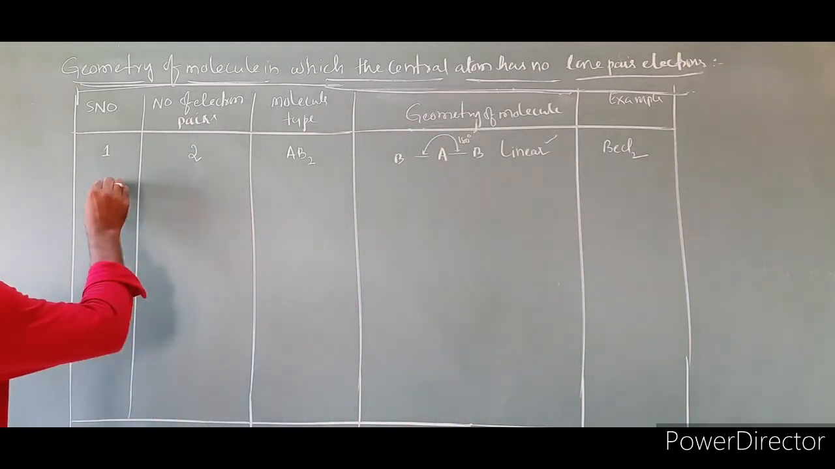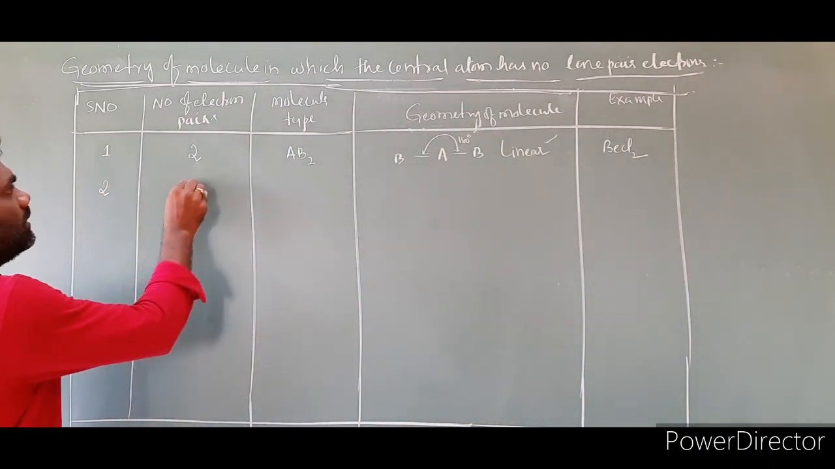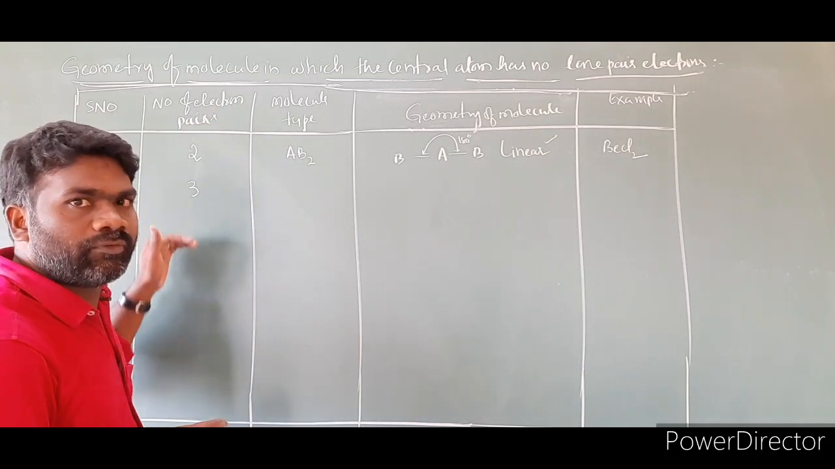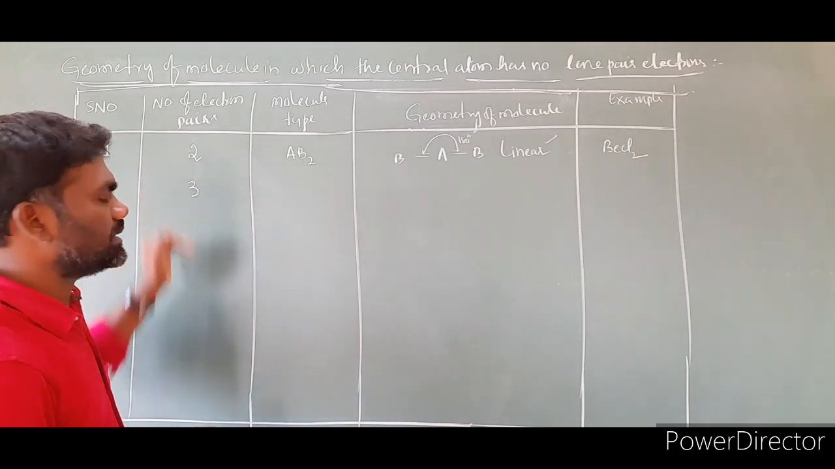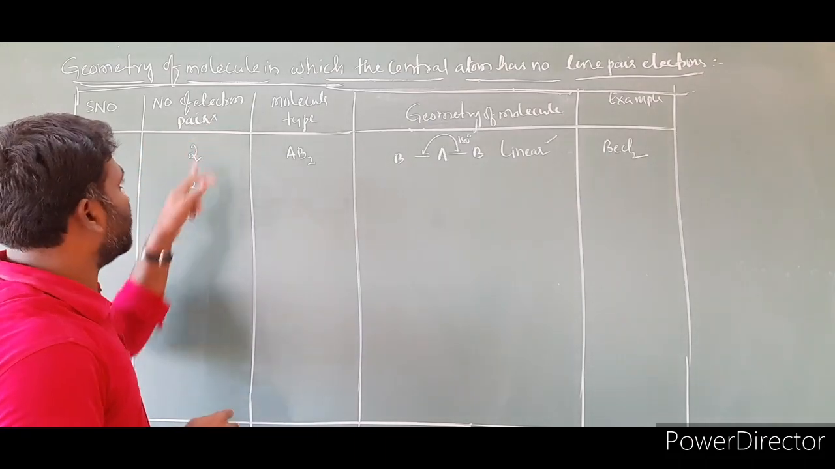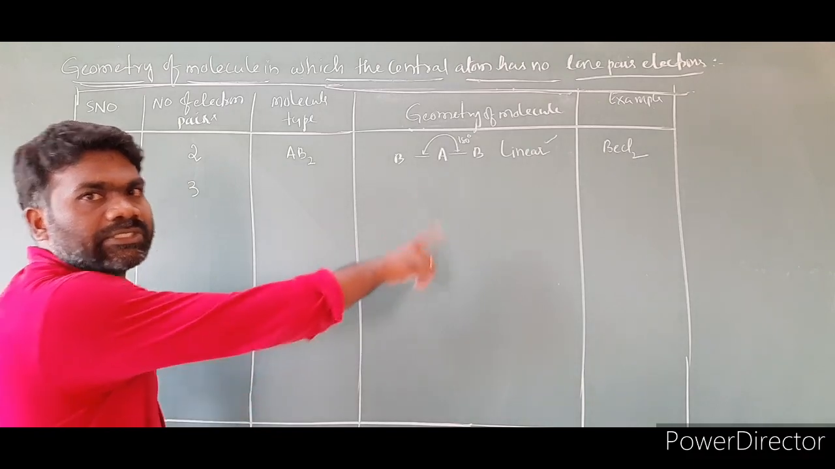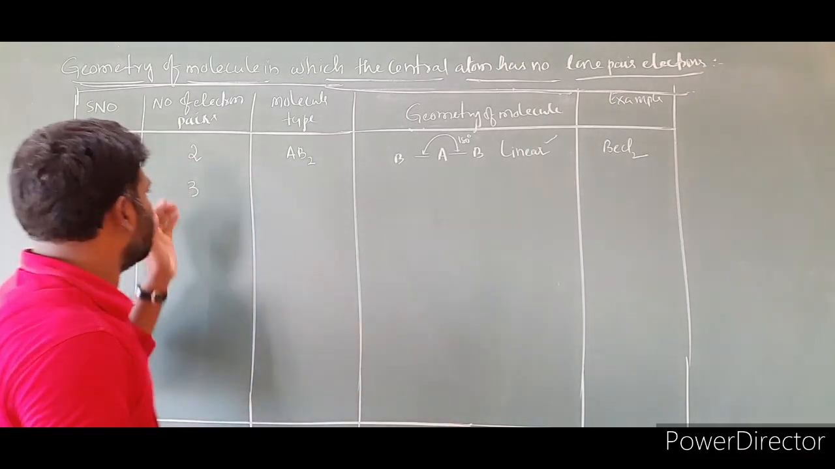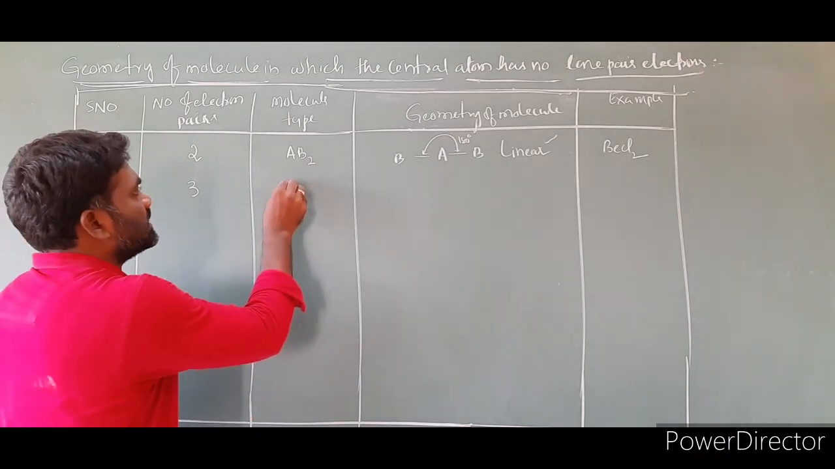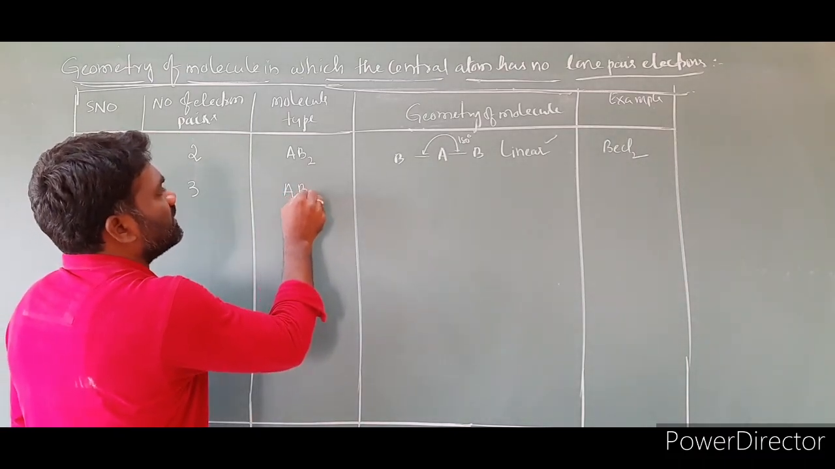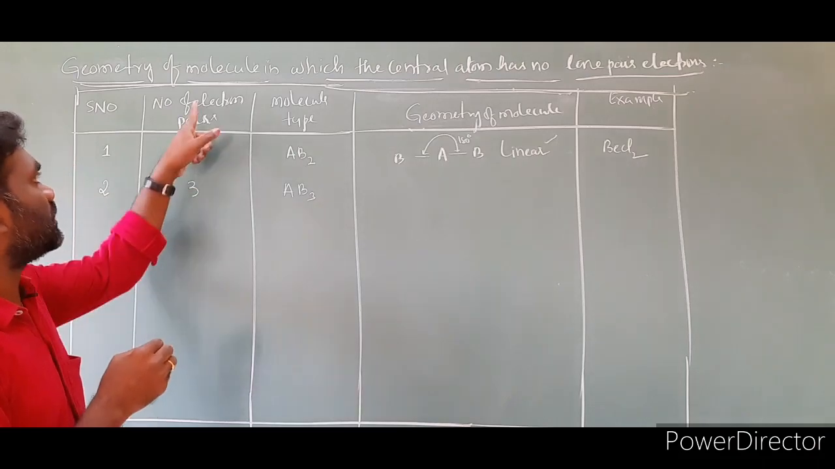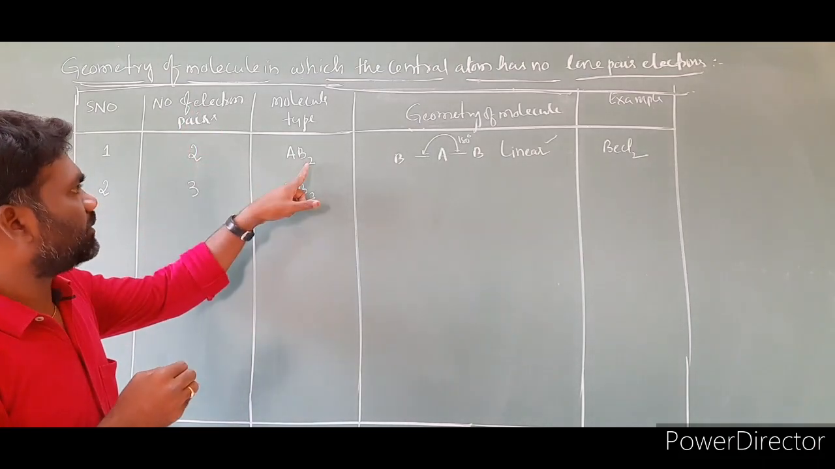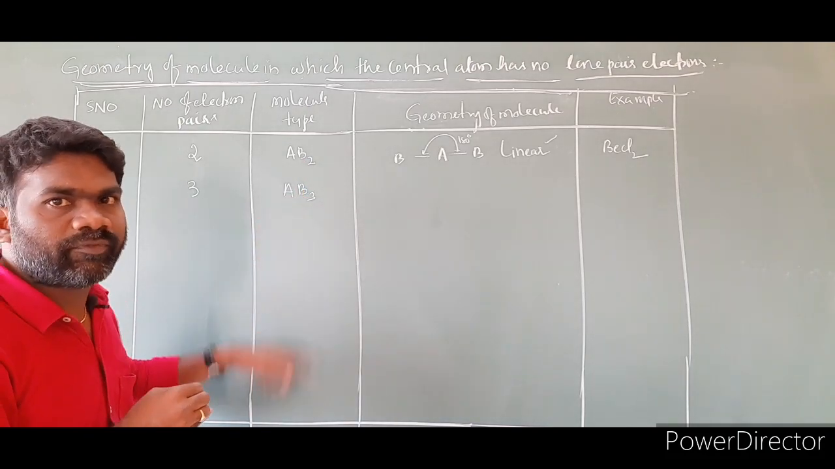For the second example, I am taking the number of electron pairs in the molecule as 3. So 2, 3, 4, 5, 6, and we can continuously increase the number of electron pairs. What is the shape of the molecule? This is our aim, to find the shape based on the number of electron pairs. In this case I am taking AB3, with 3 electron pairs. We take B2, B3, B4, B5 and so on.